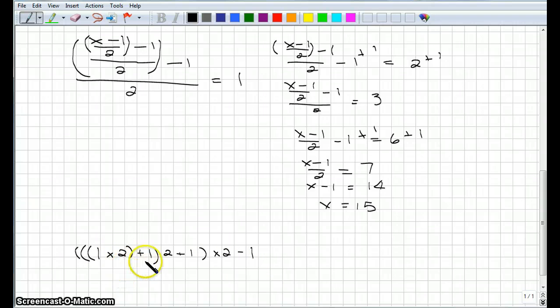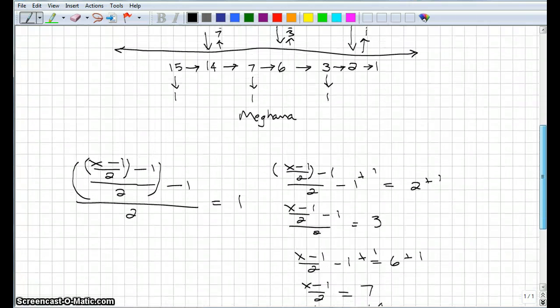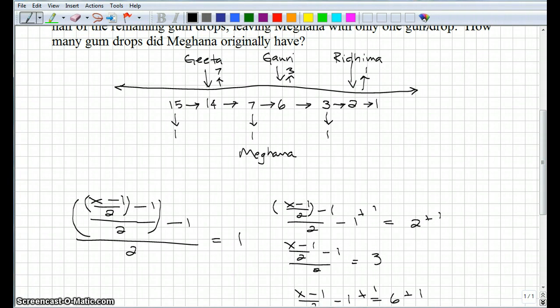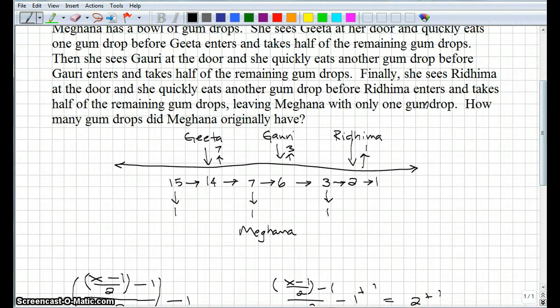So we have 2 plus 1 is 3, times 2 is 6, plus 1 is 7, times 2 is 14. Oh, and this should be plus. Plus 1 is 15. Okay, so that's another way to do it. But either way, any way you do it, the answer is that she had, let me go all the way up here, she had 15 gumdrops. 15 gumdrops at the start. Okay?